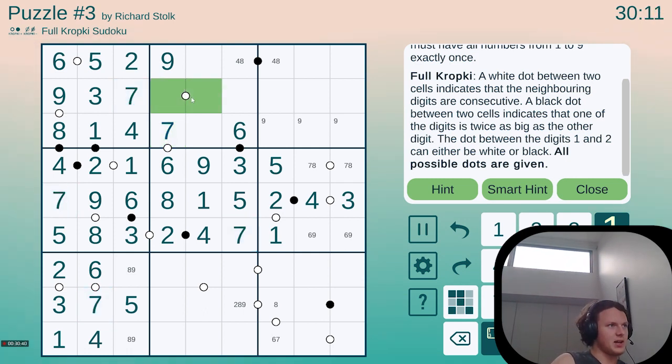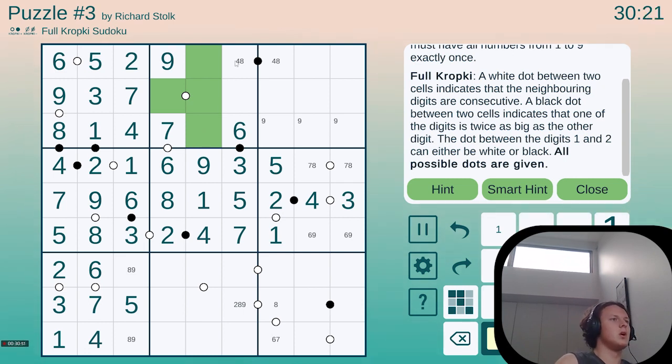Okay, now we know 8 can't be here. We know 8 can't be there. We know 8 can't be there. Can't be there because it has to be next to a 7, 9. Can't be there because it's next to a 9. Can't be there because it's next to a 7, 9. But it can still be in that top right.